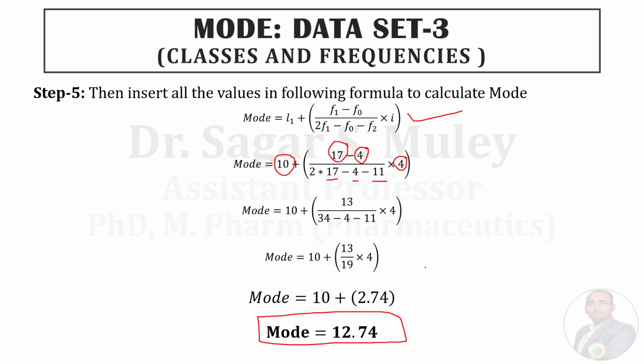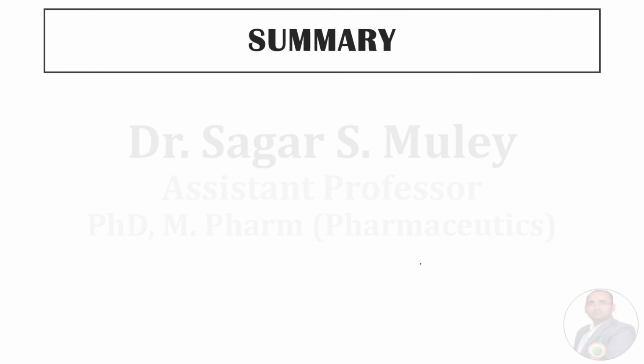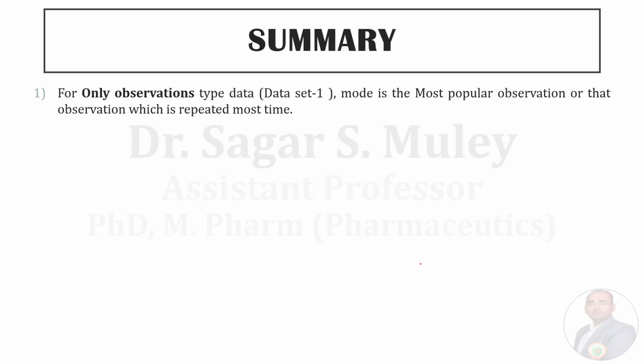So it is very simple to calculate mode for all types of problem, for dataset 1, dataset 2 and dataset 3. It is very simple. No complicated calculations are involved. Okay, so just to summarize, for only observation type of data, when only observations are given, that is dataset 1, in that case, mode is the most popular observation, or that observation which is repeated most times.